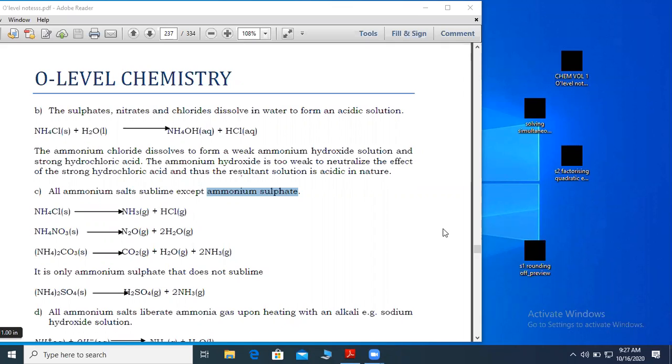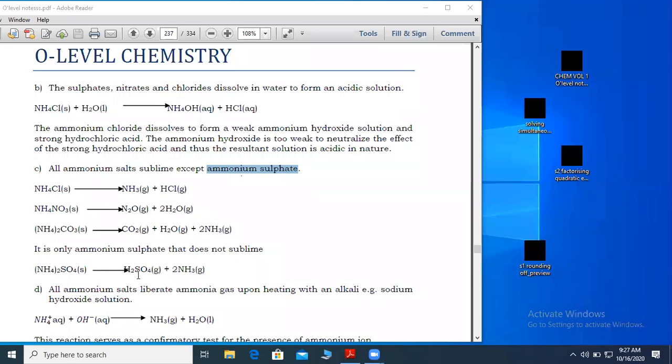So it does not sublime, because this sulfuric acid will absorb water. You remember sulfuric acid is hygroscopic. So it will absorb water and it will again change to sulfuric acid. It is first formed as a gas, then it absorbs water.